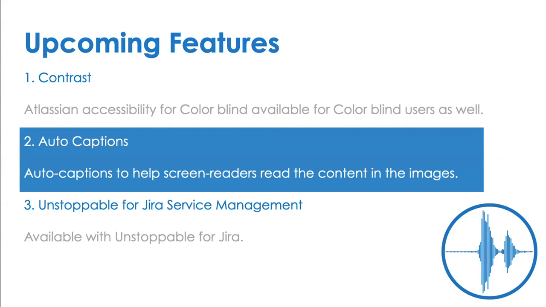Another feature is auto captions. And auto captions essentially help screen readers read the content in an image. So imagine there's a man standing on a beach and looking at the sunset. What this feature would do if there was no metadata attached to that image is it would essentially analyze the image through machine learning and read out to the user, a man is on a beach looking at a sunset.